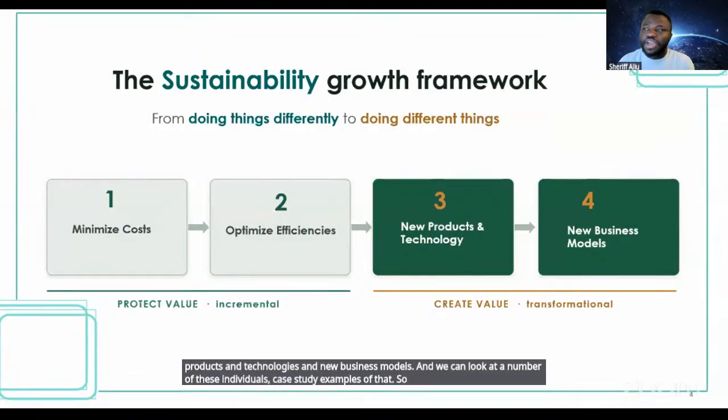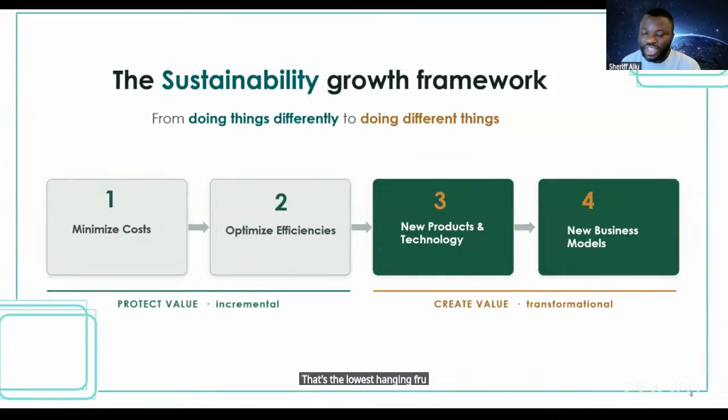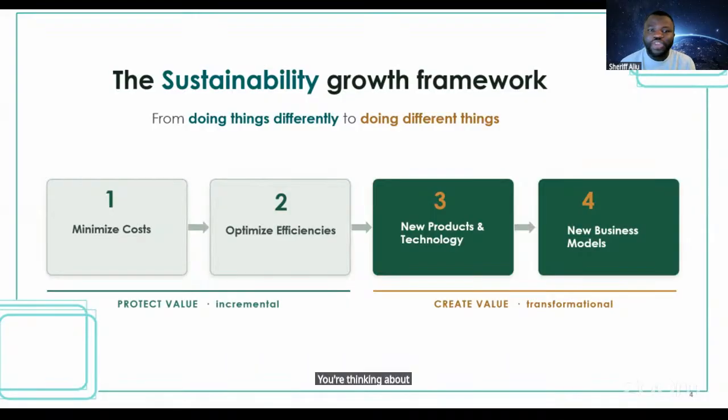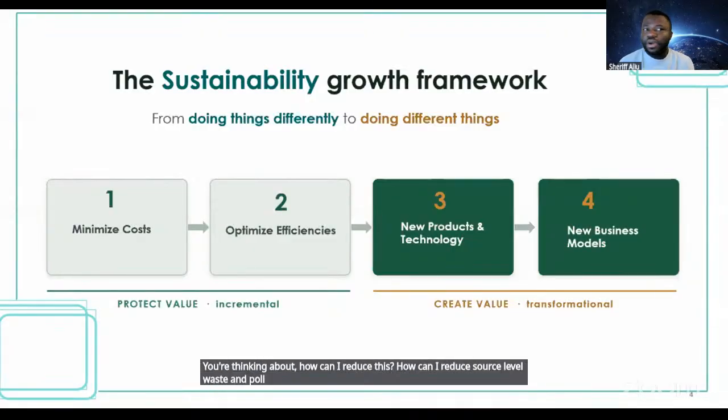So when you think about minimizing costs, what are we talking about? That's the lowest hanging fruit and where you should start from. Again, thinking about doing things differently. Growth emerges by cutting the very common categories. You're thinking about your waste, your energy, your water and materials at the source. How can I reduce this? How can I reduce source-level waste and pollution? What kind of materials can I substitute that are cheaper? Material substitution and input reduction.